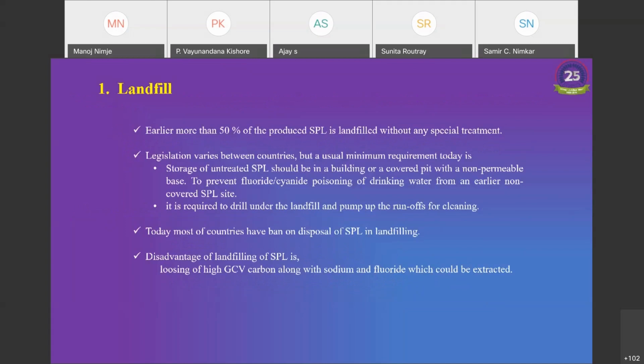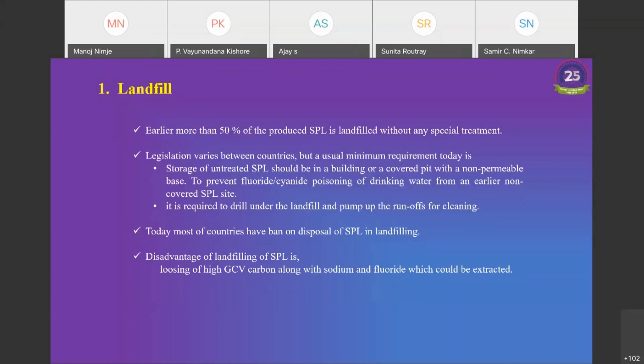Therefore, earlier, as per the literature, more than 50% of SPL producers worldwide were using this option of landfilling without any special treatment, which causes a bad effect on the environment. Therefore, legislation came into existence for the landfilling of SPL.